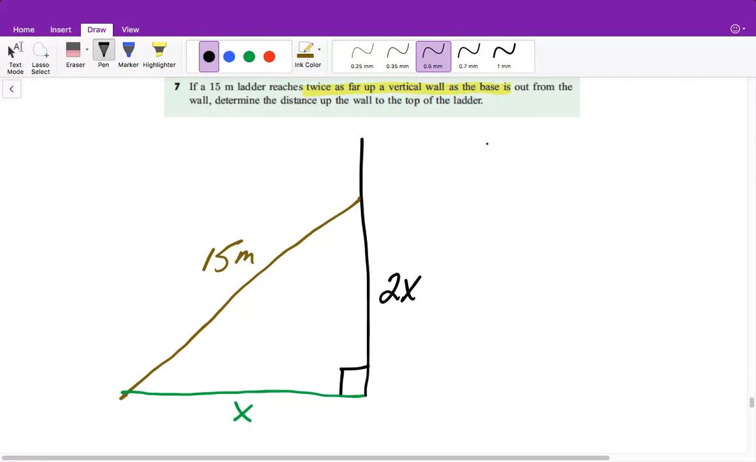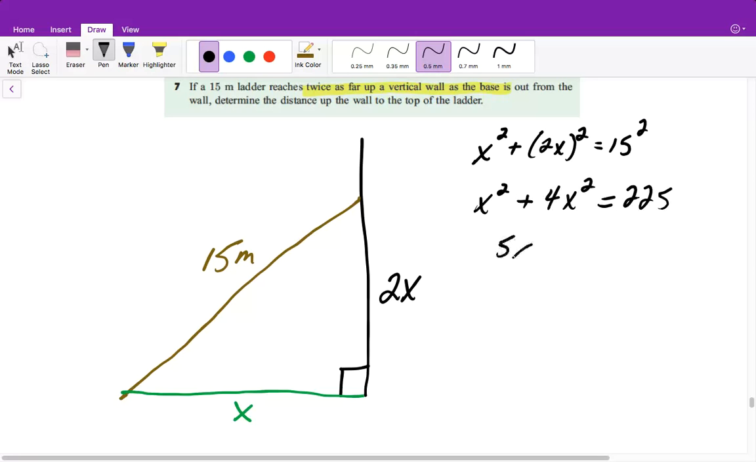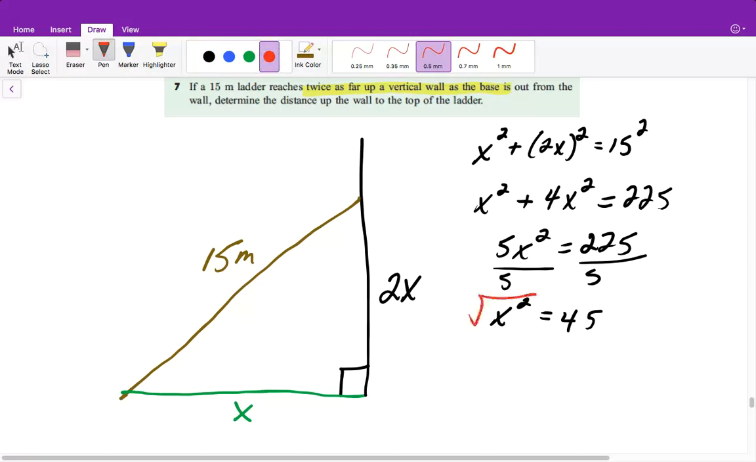And now we can go ahead and use the Pythagorean theorem: x squared plus 2x squared is equal to 15 squared. So x squared plus 4x squared is equal to 225. 5x squared is equal to 225. Divide each side by 5. That means x squared is equal to 45. We take the square root of each. x is equal to plus or minus the square root of 45. We reject the negative.